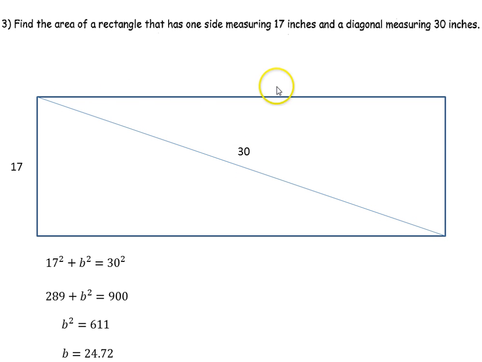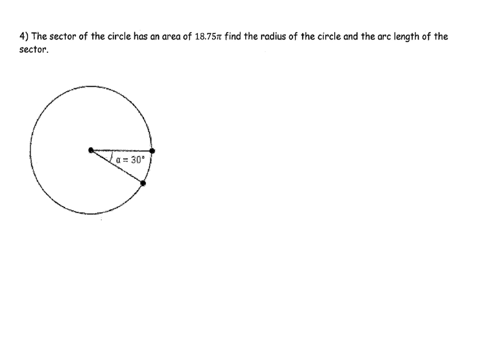As a result, this top part is also 24.72. So I can label that appropriately, and now I'm in a position to be able to find the area of the rectangle, because the area of the rectangle is the base times the height. So I'm going to take 24.72 and multiply that by 17 to find that the area of this rectangle is 420.24.